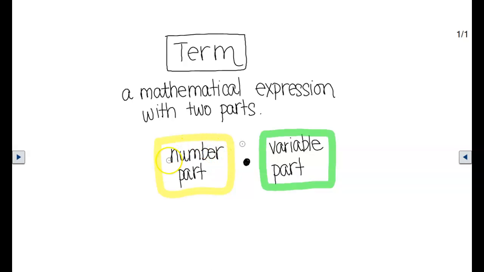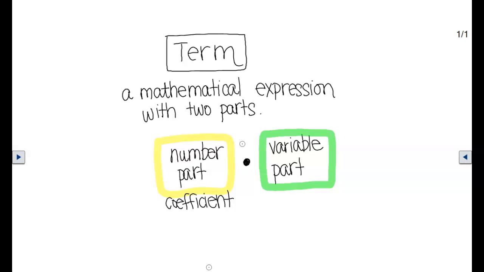Now, the number part of that term can be any number you can think of. So it could be 1, it could be -5, it could be 1/2, it could be 12.7. So any number you think of can be the number part of the term. Before I leave that, let me say this. That number part of the term has a name. That number part of the term is called the coefficient.